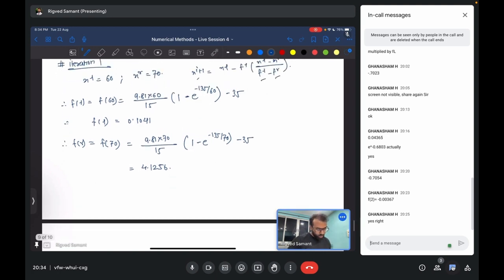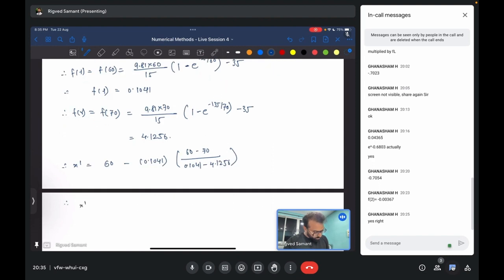Now you have all the terms of this xi plus 1, right? So you can use that formula. X1 is equal to XL, right? 60 minus FL is 0.1041, XL, 60 minus XR 70, FL is 0.1041 minus 4.1256.